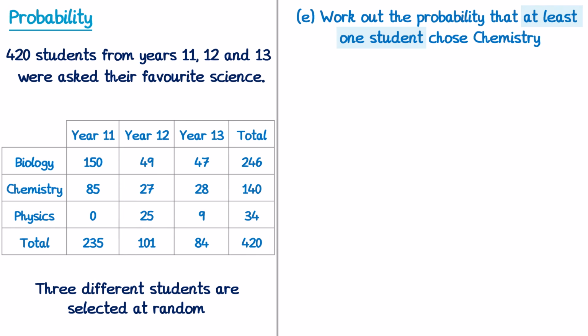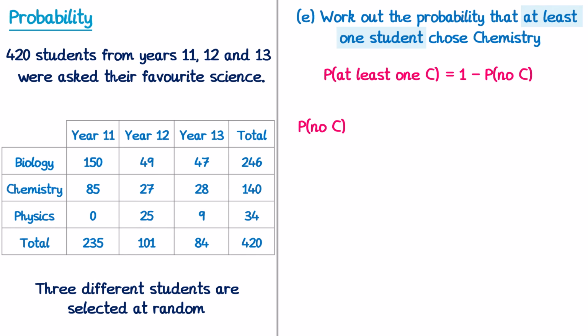Often with a question that uses the words at least, it's actually easier to work out the opposite, or the complement, of this. So rather than working out at least one student, which is one or more, we could work out the probability that no students chose chemistry. We could then use the fact that the probability that at least one chose chemistry is equal to 1 subtract the probability that no students chose chemistry. So let's work out this probability instead.